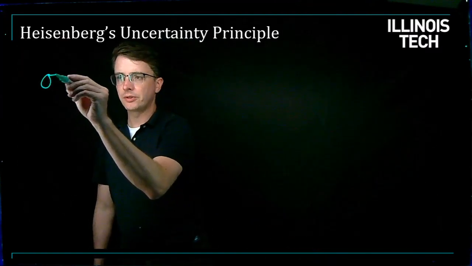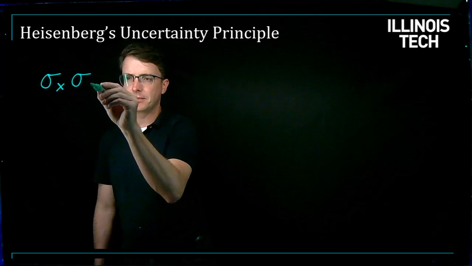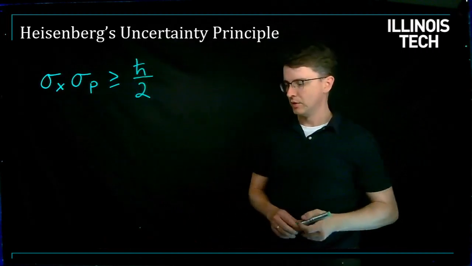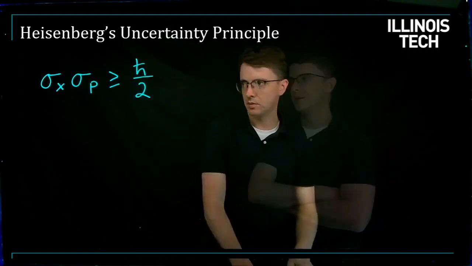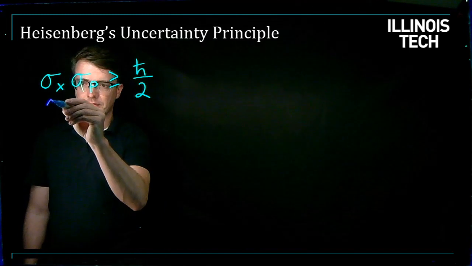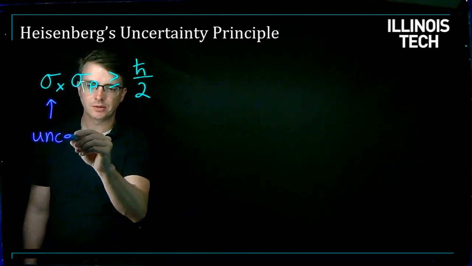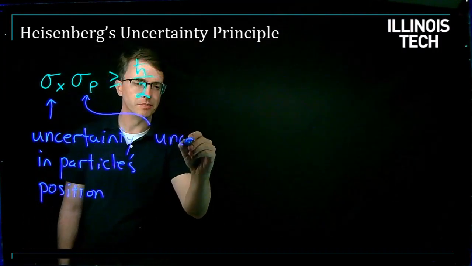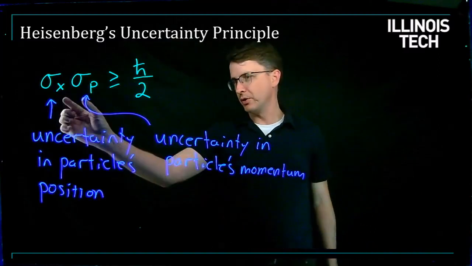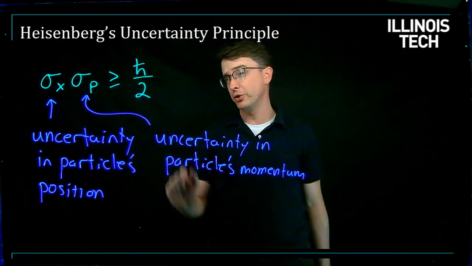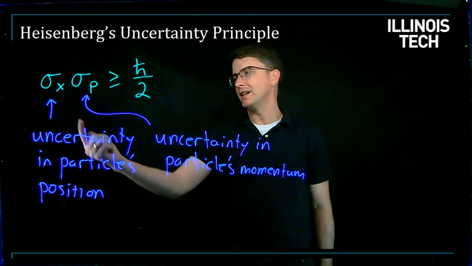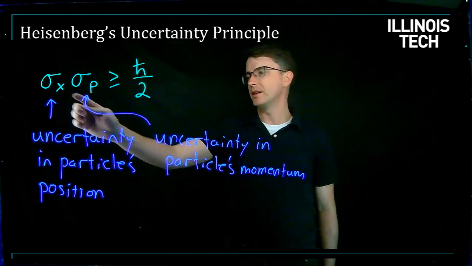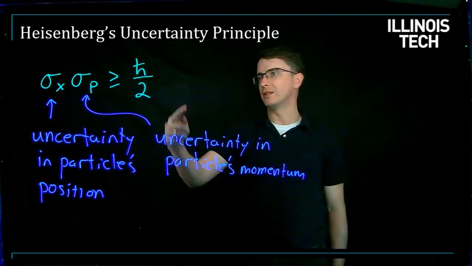So the equation for the uncertainty principle is like this. Sigma x times sigma p is larger than or equal to h bar over 2. So h bar is, of course, Planck's constant. So in this equation, sigma x is the uncertainty in the position, and sigma p is the uncertainty in the particle's momentum. The product of those two is always larger than or equal to h bar over 2, which is a small number. But the idea is I can never know either one of these exactly, because if I knew the position exactly, then the uncertainty in the position would be 0, and this would be violated.